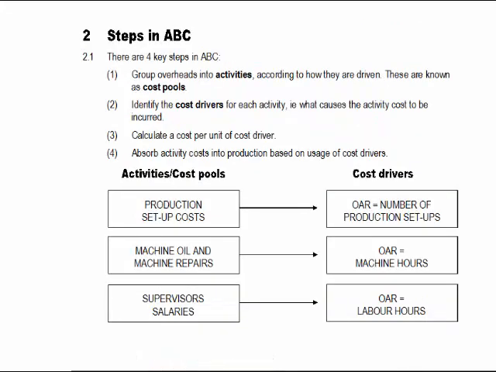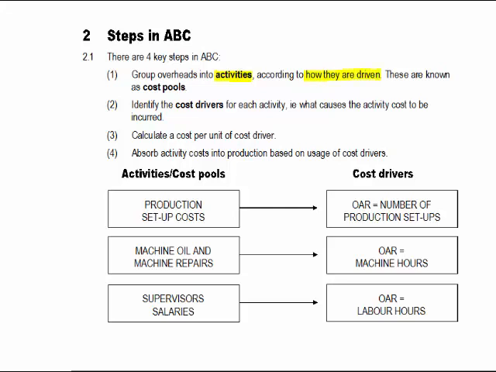So let's look at the steps involved in activity-based costing. Now the terminology is quite important here. These are phrases that you should really come to grips with and learn quite well. So the first step then is to group our overheads into what we call activities, and we're going to do that according to how they are driven. In other words, what causes them.